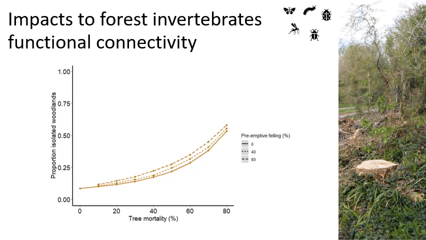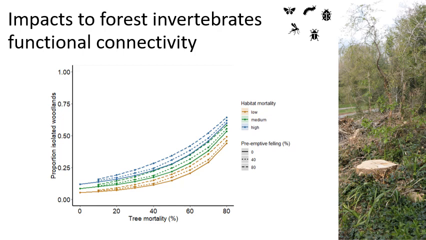And then we looked at our preemptive felling. If you remember, that's when we remove and fell roadside trees. We see a smaller impact, but we are still seeing that these features are useful for individuals to move between. At the 80% preemptive felling level, we have more isolated woodlands in our landscape. But it's the tree mortality that was really causing the big influences.